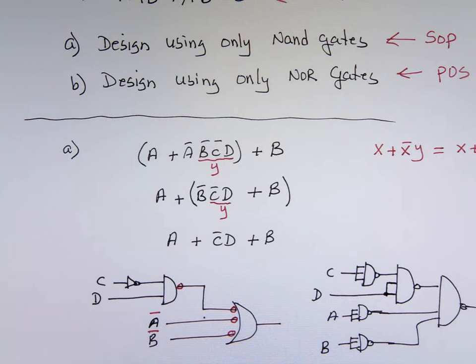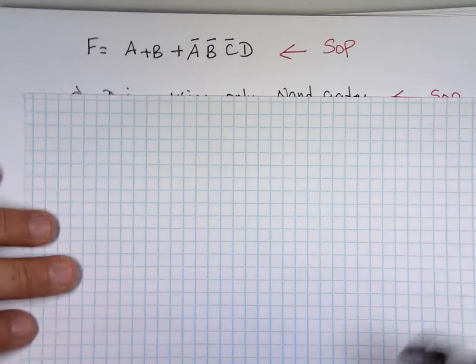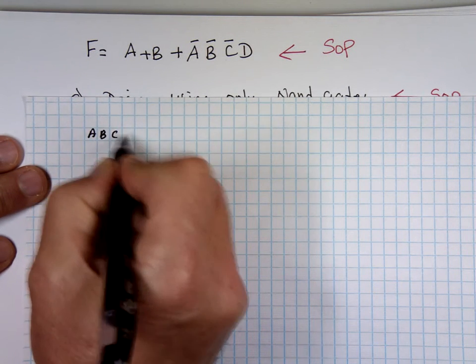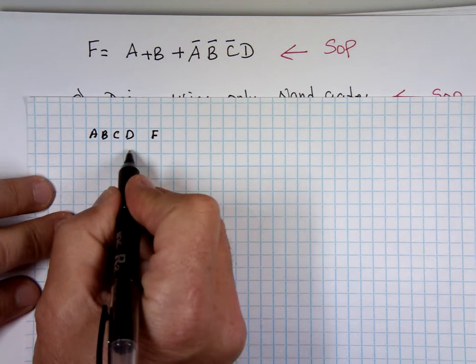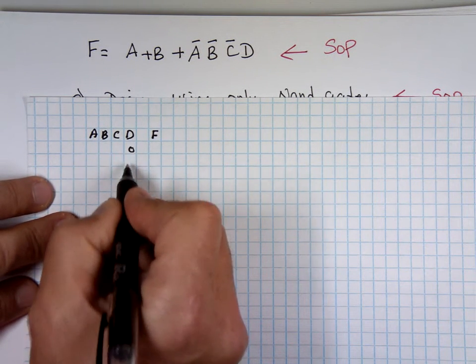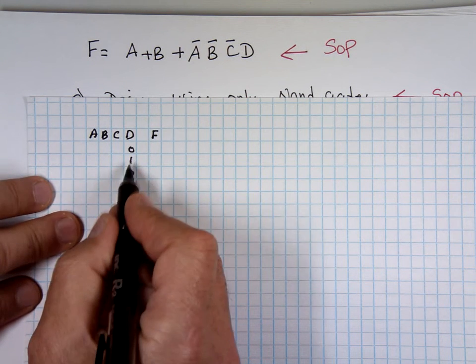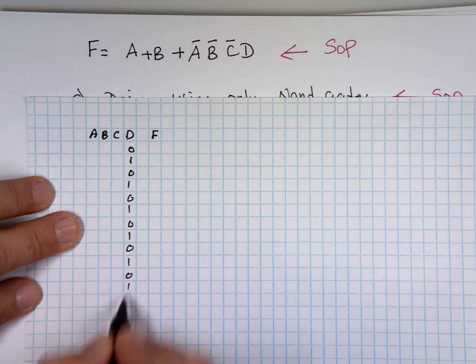Maybe I'm not so excited about it now, after thinking about it. If you look at this, I have A, B, C, D, and this is F. If you list your combinations, 0, 1, how many times? 16. 1, 2, 3, 4, 5, 6, 7, 8, 9, 10, 11, 12, 13, 14, 15, 16.